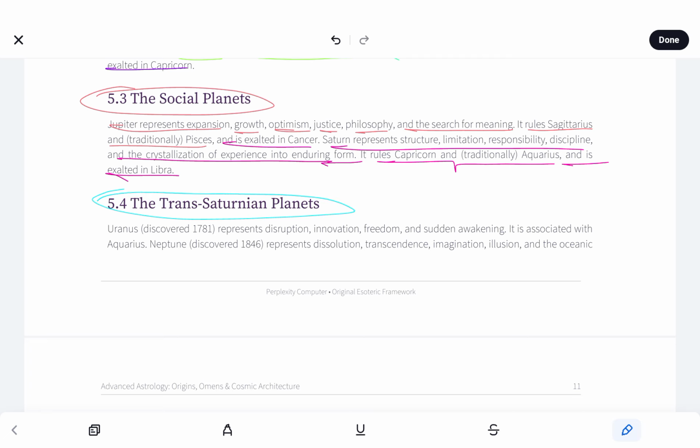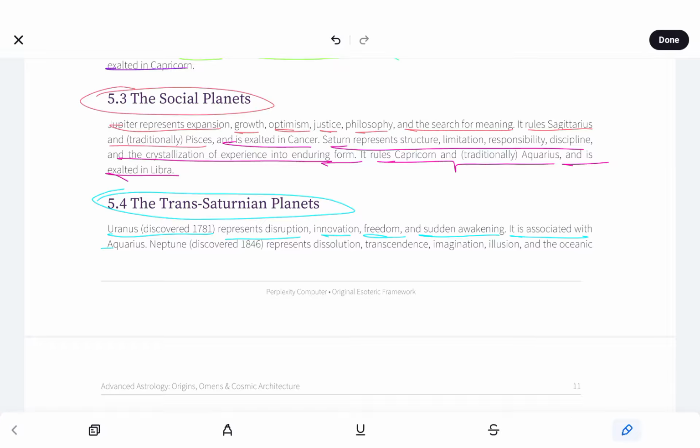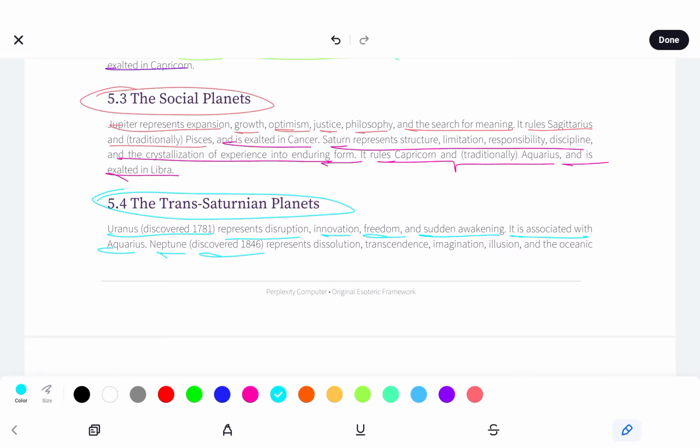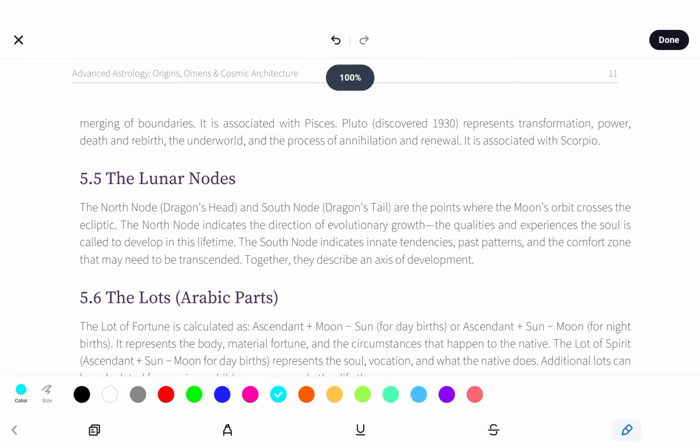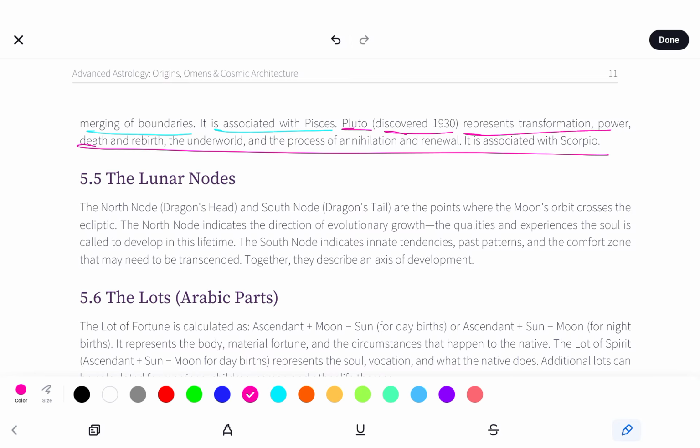The trans-Saturnian planets. Uranus, discovered in 1781, represents disruption, innovation, freedom, and sudden awakening. It's associated with Aquarius. Neptune, discovered in 1846, represents dissolution, transcendence, imagination, illusion, and the oceanic merging of boundaries. It is associated with Pisces. Pluto was discovered in 1930, and it represents transformation, power, death, and rebirth, the underworld, and the process of annihilation and renewal. It is associated with the zodiac sign Scorpio.